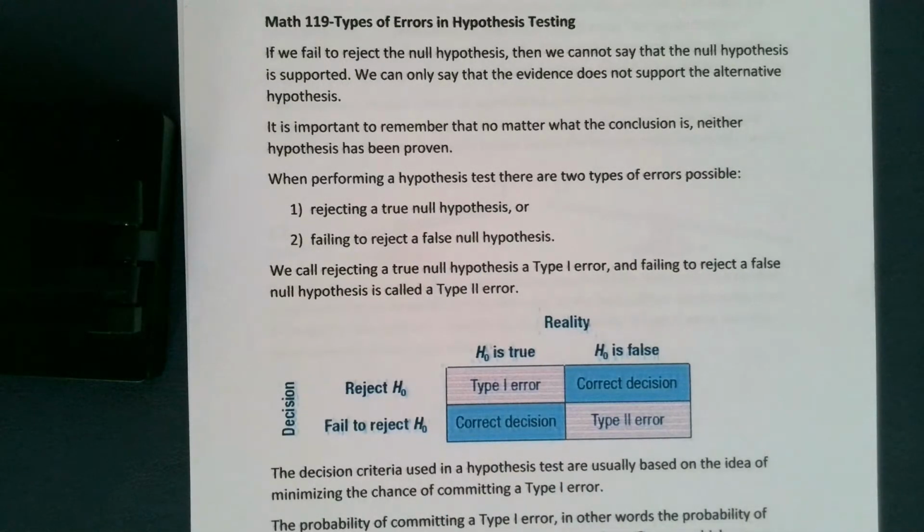So when we do a hypothesis test, first thing we do is we state our null and alternative hypotheses. Then we collect data, and based on the data we calculate our test statistic. And then based on the value of the test statistic, we make our decision: either reject the null hypothesis or fail to reject the null hypothesis.